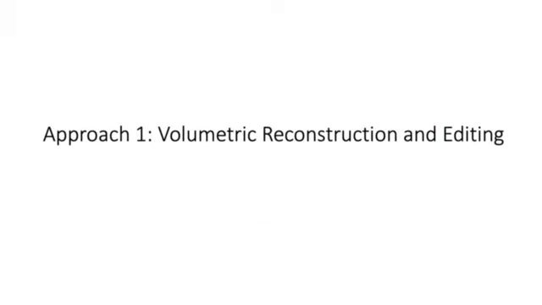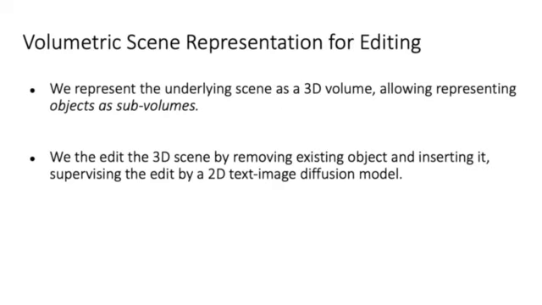Let's first dive deep into the volume reconstruction and the editing procedure. We represent the underlying scene as a 3D volume, which allows us to represent the objects in the scene as sub-volumes. We can then edit the 3D scene by removing and inserting the object as new sub-volumes. We supervise the entire pipeline using the differentiable rendering procedure and also under the diffusion prior or the generative modeling prior of the diffusion models.